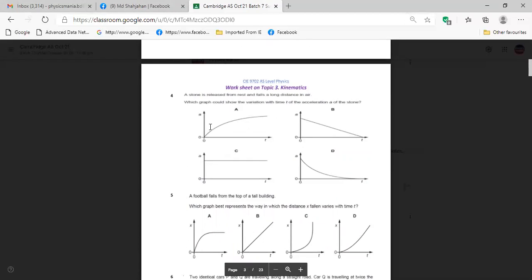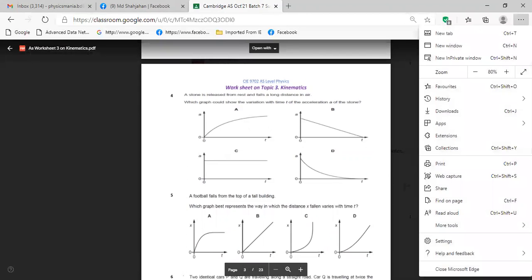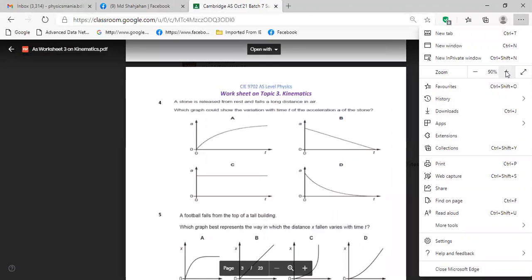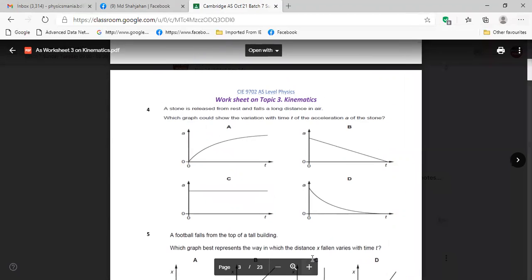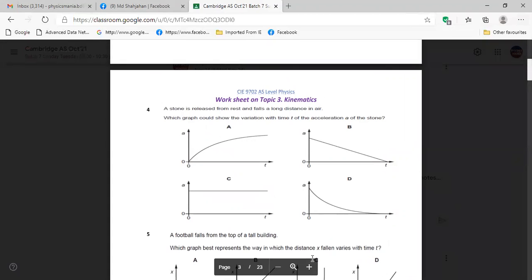Asan, read question 4. Should I make it bigger for you? Yes. Okay, now you can see. Read, Asan. A stone is released from rest and falls a long distance in air. Which graph could show the variation with time t of the acceleration a of the stone?